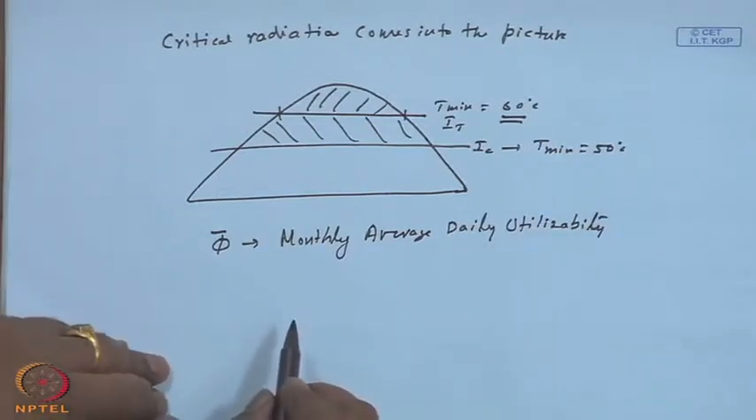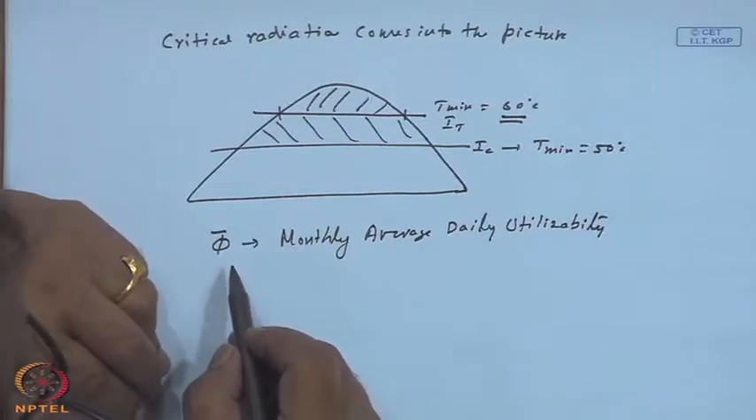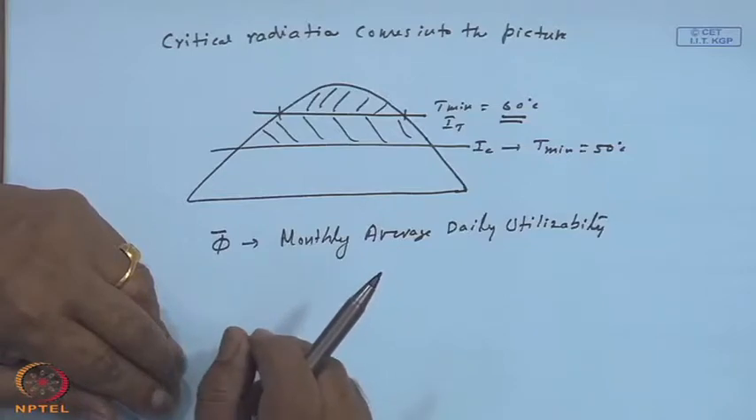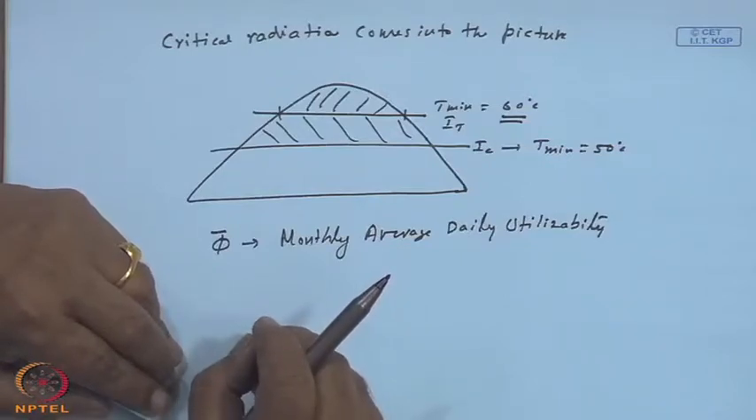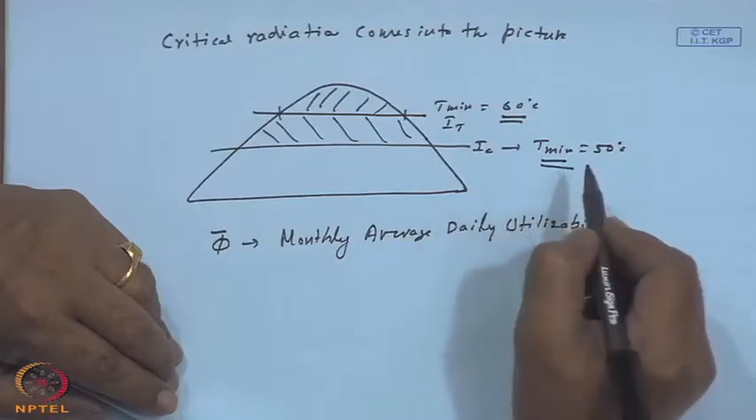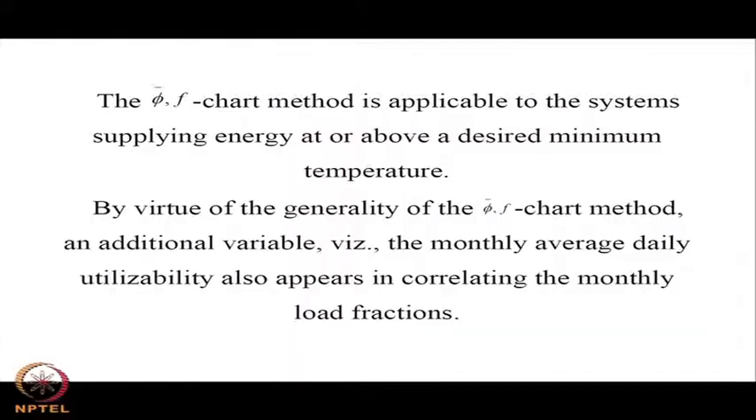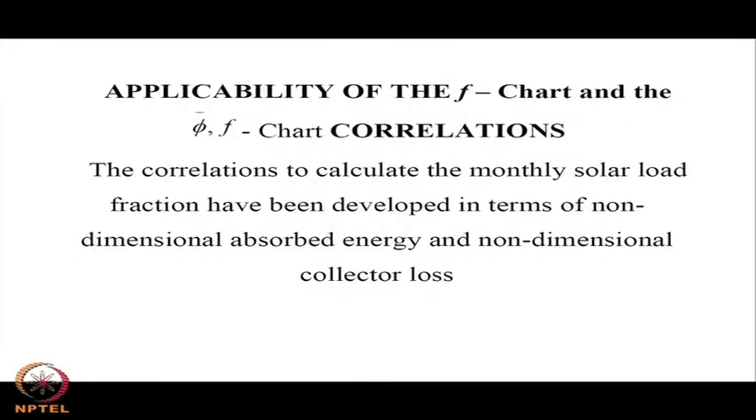We will spend some considerable time on how to calculate this utilizability and what its significance is. At this stage, I am pointing out the F chart and phi bar F chart method because when you specify a T minimum, all the solar radiation available corresponding to a particular level is not useful. It will depend upon the T minimum that you want. The higher the T minimum, the lower the utilizability, and hence the useful energy supplied at that temperature or above, which constitutes a lower or higher solar load fraction. So, that is why the F chart method is modified with phi bar and called the phi bar F chart method.